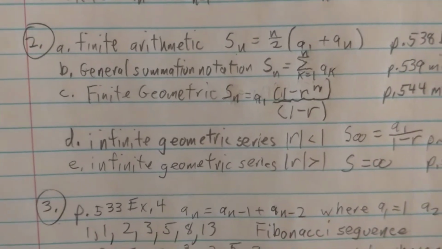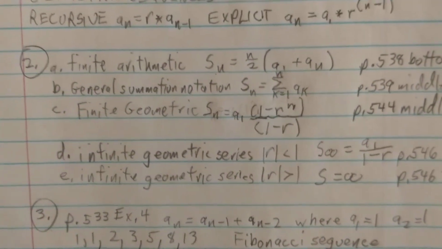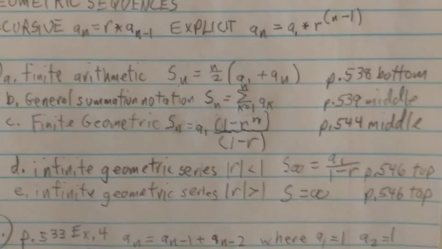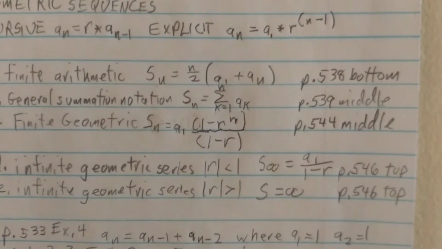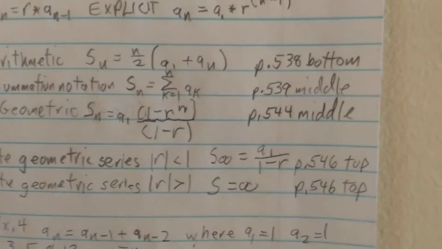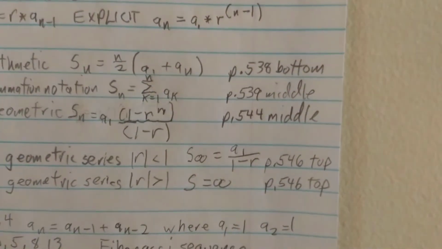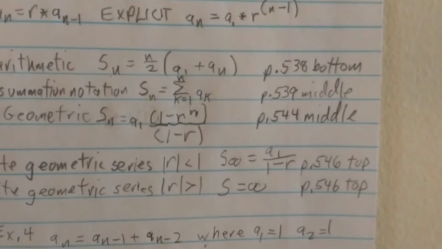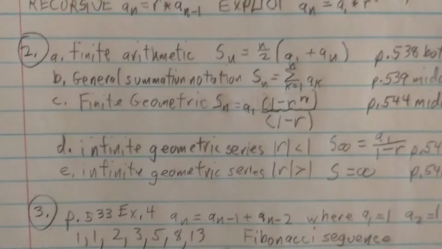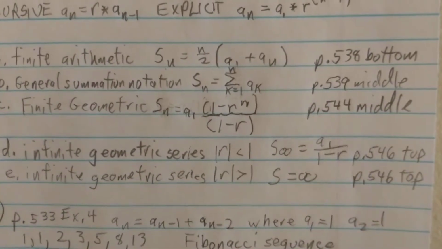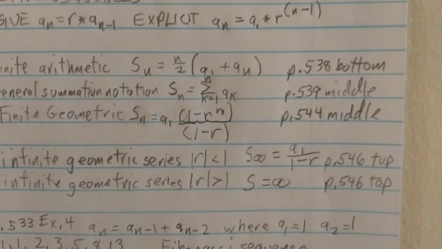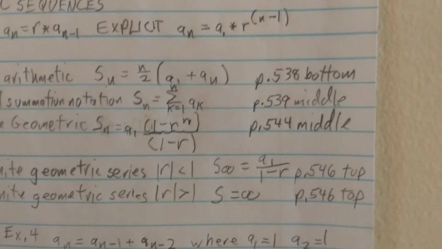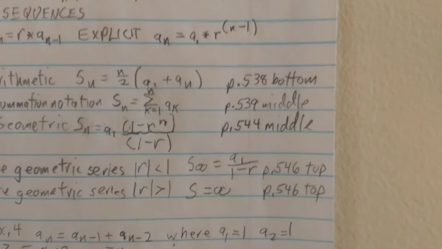Now the infinite geometric series in 12.5, r has to be less than 1 in absolute value for it to converge, the multiplying factor, so the terms have to keep getting smaller. This S infinity now is the first term over 1 minus r. It's very simple, and that's on page 546 top. The infinite geometric series diverges when it has a multiplying factor greater than 1, and the terms keep getting bigger and bigger, and they add up to infinity.